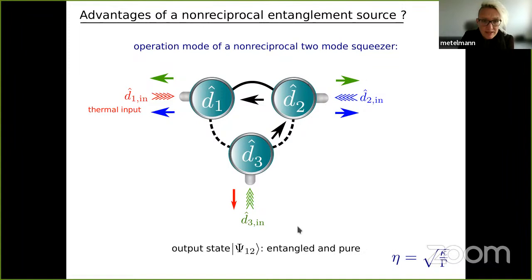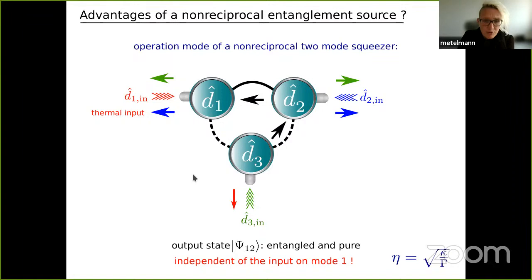What does thermal input mean in the end? It means that your oscillator is actually low in frequency, so you can use lower RF modes to generate entanglement and entangle them, which you can't do otherwise. This is just what I said: the input of mode 1 is not important, and we can also verify this.